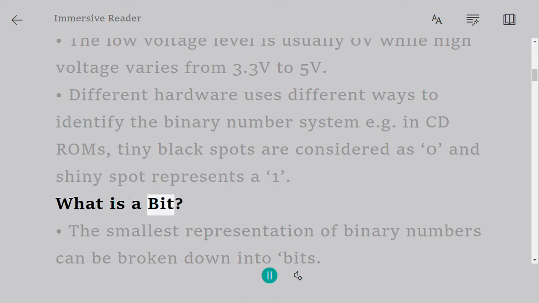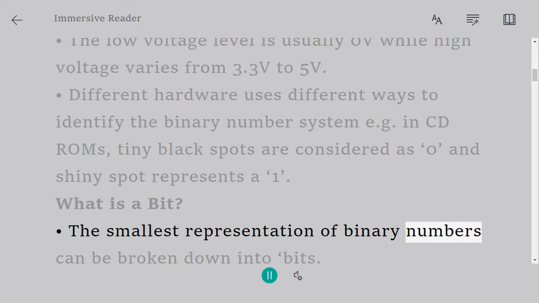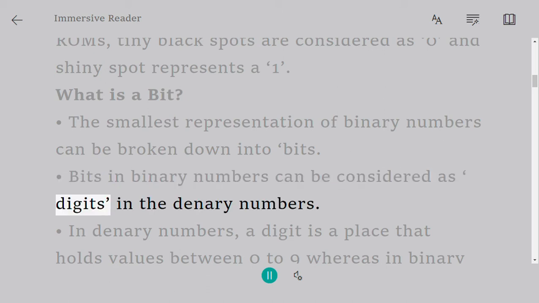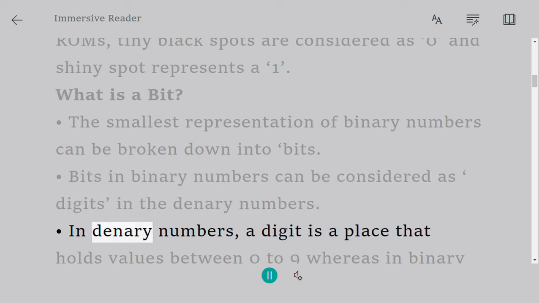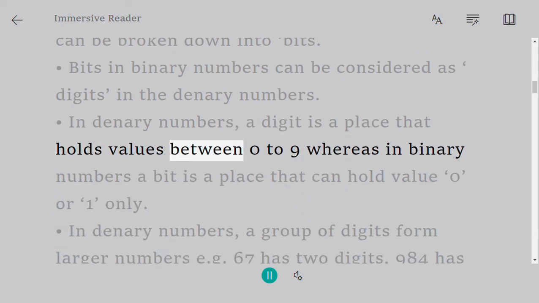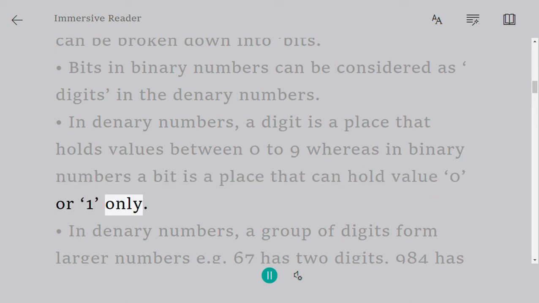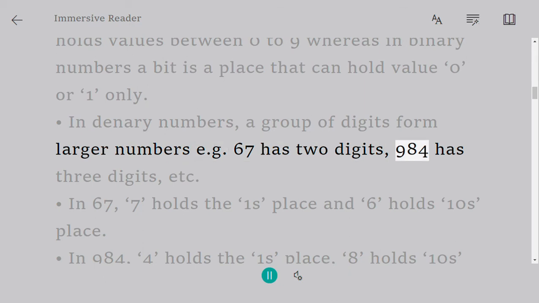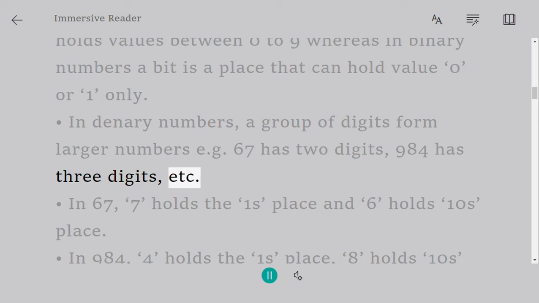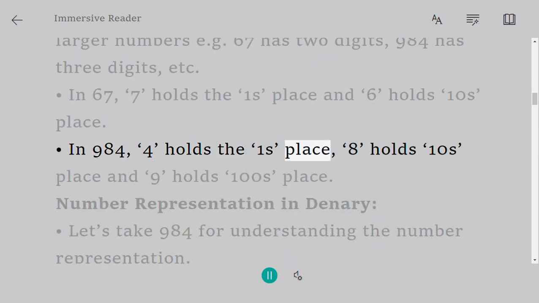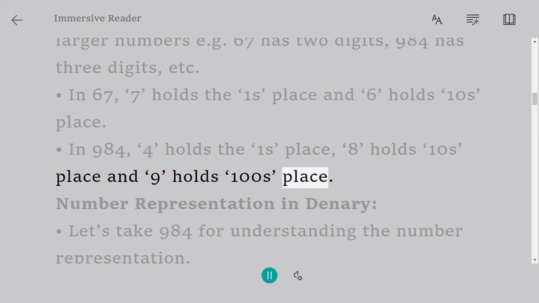What is a bit? The smallest representation of binary numbers can be broken down into bits. Bits in binary numbers can be considered as digits in the denary numbers. In denary numbers, a digit is a place that holds values between 0 to 9, whereas in binary numbers a bit is a place that can hold values 0 or 1 only. In denary numbers, a group of digits form larger numbers, e.g. 67 has 2 digits, 984 has 3 digits, etc. In 67, 7 holds the ones place and 6 holds the tens place. In 984, 4 holds the ones place, 8 holds the tens place and 9 holds the 100s place.